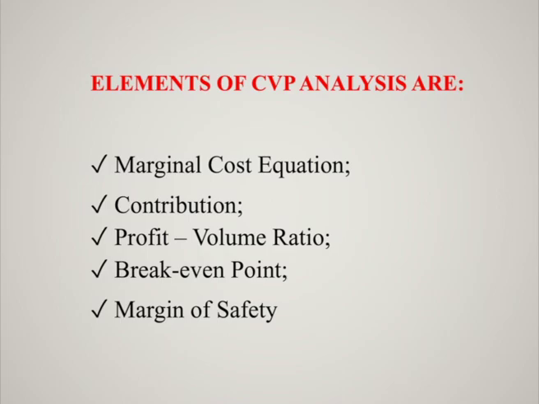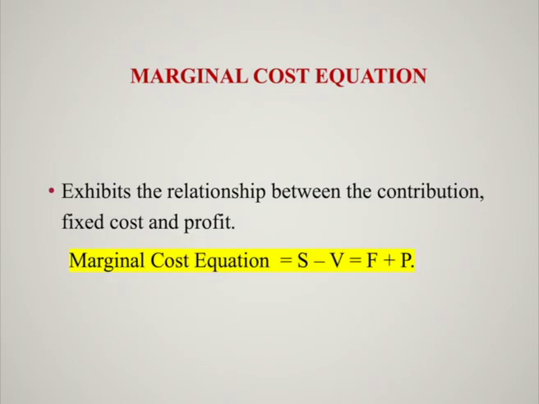What elements are included in the CVP analysis? When we analyze CVP, we first use the marginal costing equation, and we calculate the contribution, the profit volume ratio, that is the PV ratio, the break even point and the margin of safety. Let me explain one by one. The marginal costing equation will help to find out the contribution, profit volume ratio, break even point and margin of safety. What is the contribution?